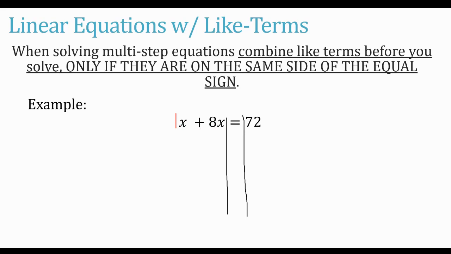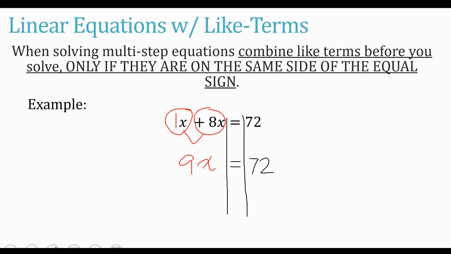So if there was an x here and an 8x over here on this side, we would not be able to combine them. They have to be on the same side of the equal sign. So we're going to add them together and we get 9x. I'm going to bring down anything we didn't use. 9x equals 72. So all we did was add those coefficients in front.